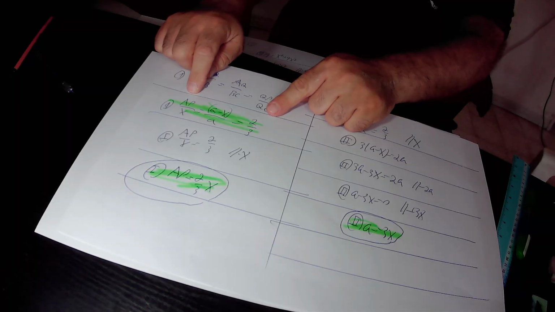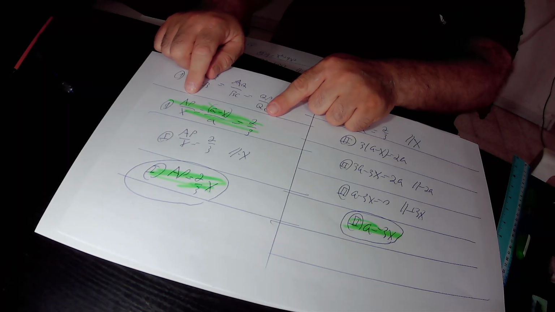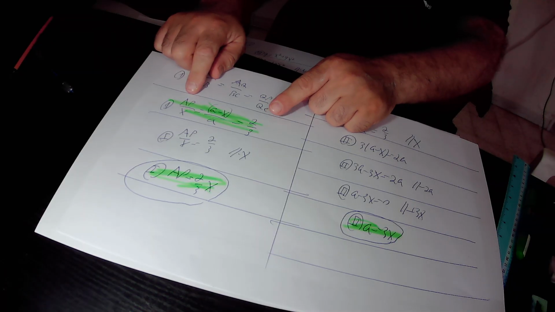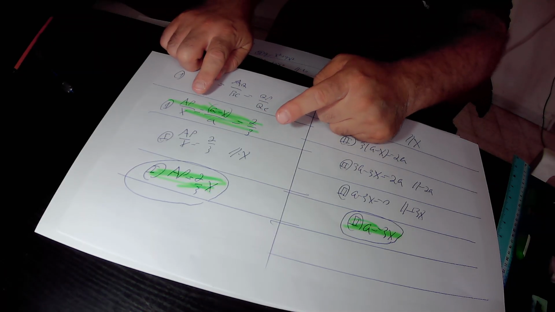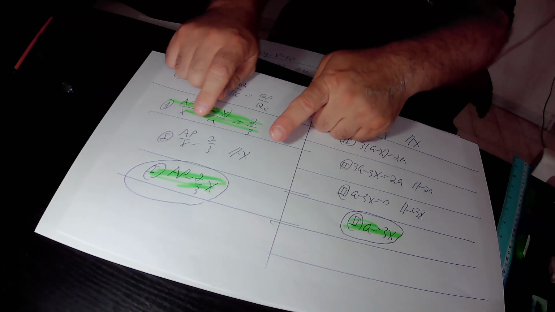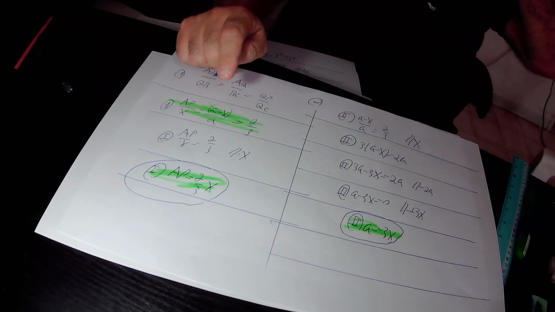Those two expressions are equal to each other, therefore we can get equation 1 from them. That is to say, according to equation 1, AP over X equals 2/3. We multiply this equation 1 by X, and finally find that according to equation 1, AP equals 2/3 X.